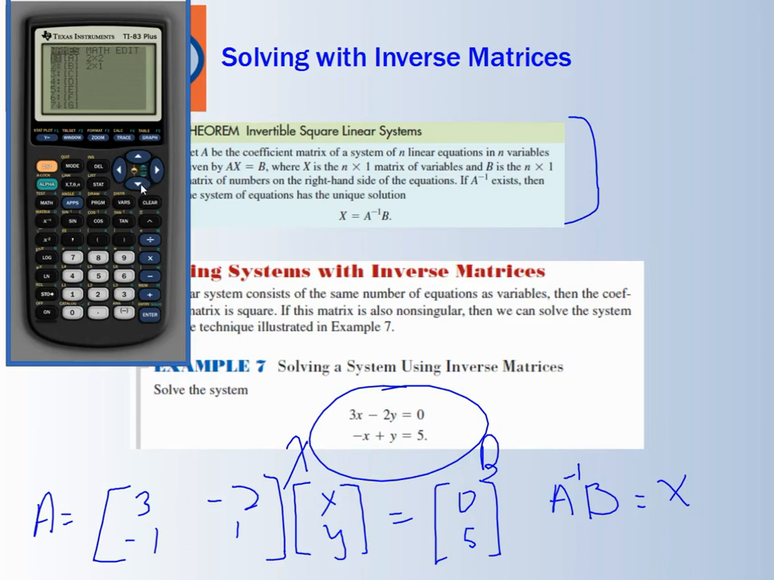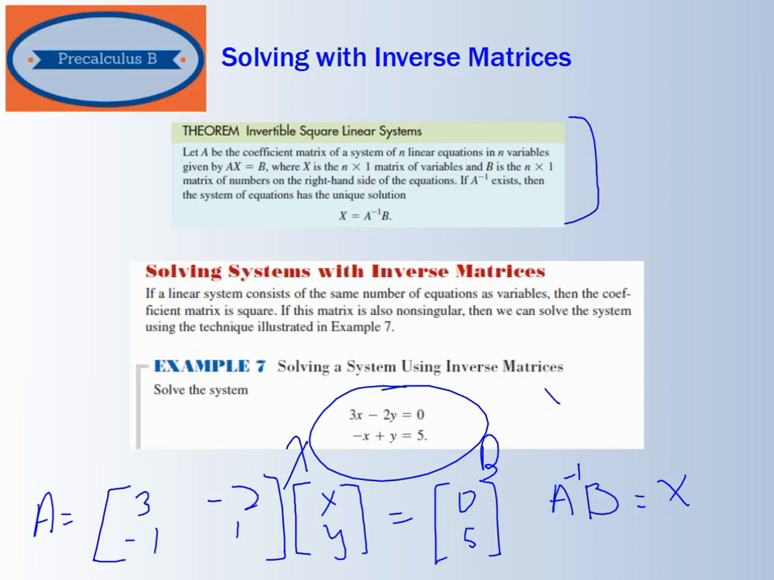Matrix B, all right, and we're going to edit that as well. Matrix B consists of just 0, 5, right? That's my resultant matrix. And now all I'm going to do is go into matrix. I'm going to say A inverse, times, go back into matrices, choose B, and I'm going to multiply those together, and I get 10, 15. I get x equals 10, y equals 15.